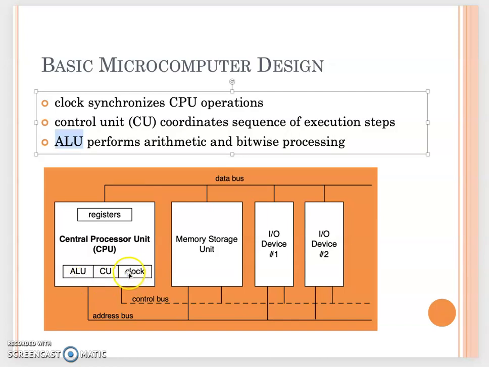Then the next one is what we call the clock. So what is the clock? One clock time means we will only work on one instruction. So that's why the computer hardware follows the order. One instruction needs to finish in one period of time. So that's the clock. So here in the CPU, they have these 3 parts.